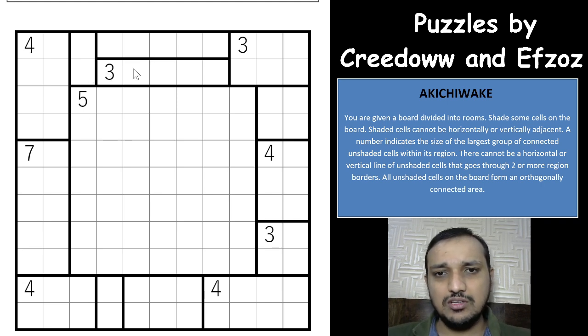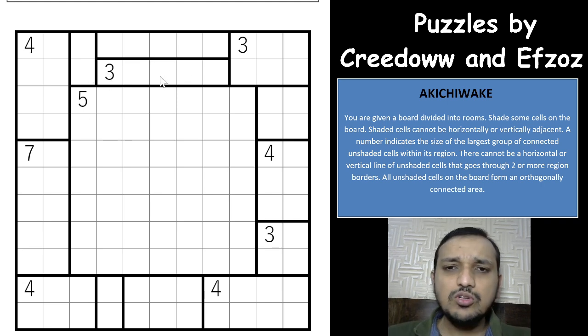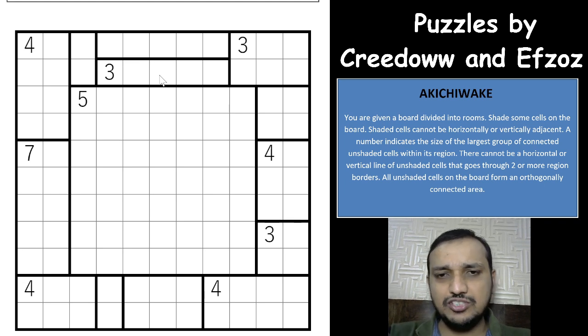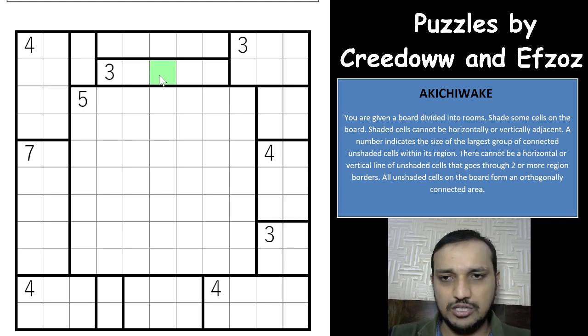Or you can see here the 3. You know that there has to be a group of 3 unshaded cells in that region continuously, orthogonally adjacent, right? So whatever be the case, this would have to be unshaded. These kinds of tricks are the starting point of this puzzle.